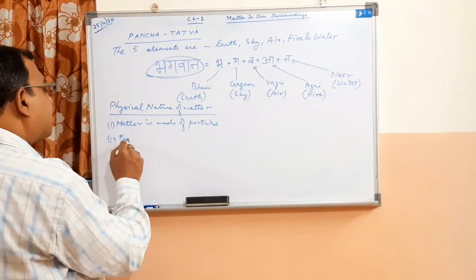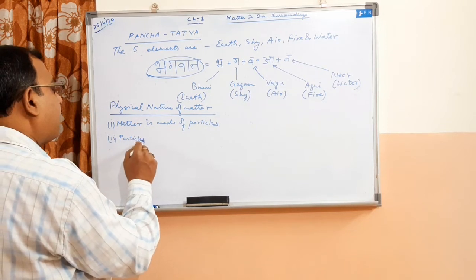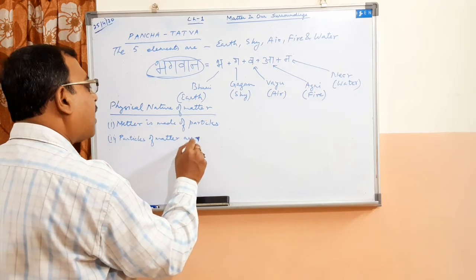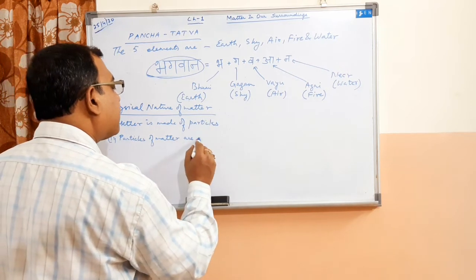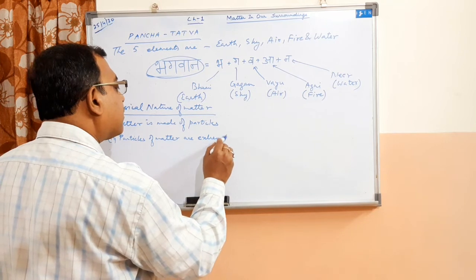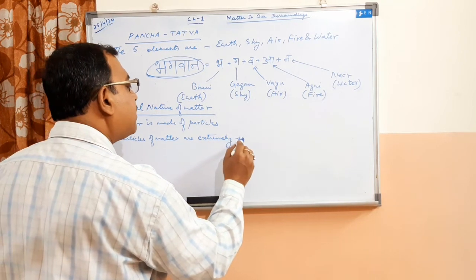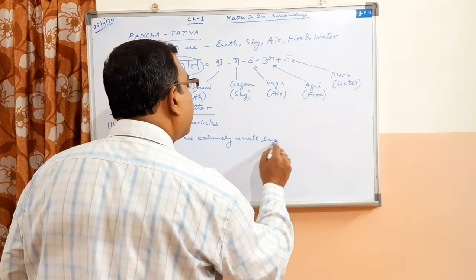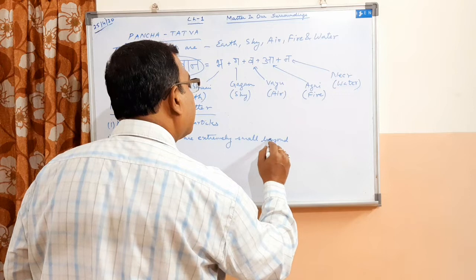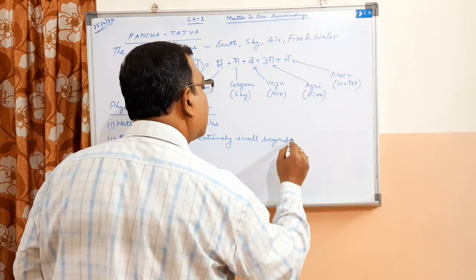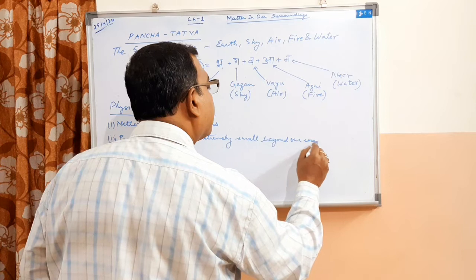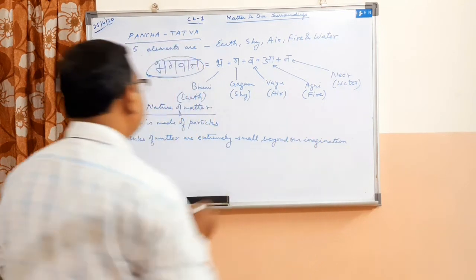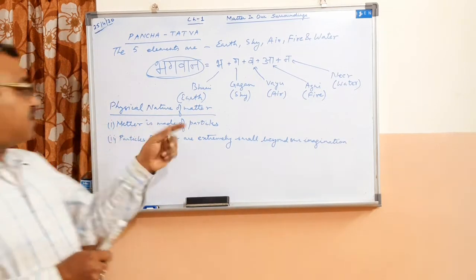and second is that particles of matter are extremely small, beyond our imagination. Now, matter is made of particles. How to prove?